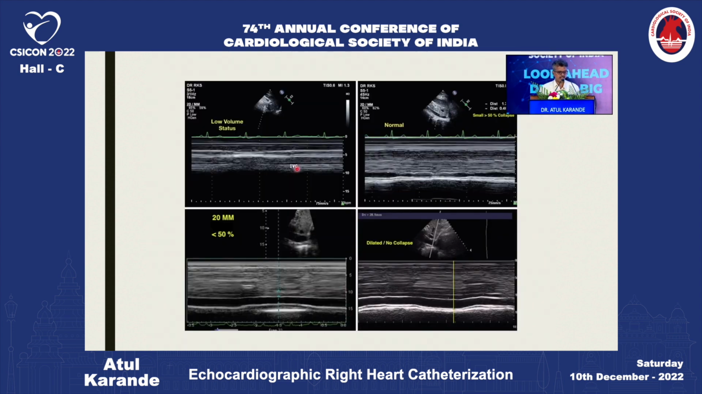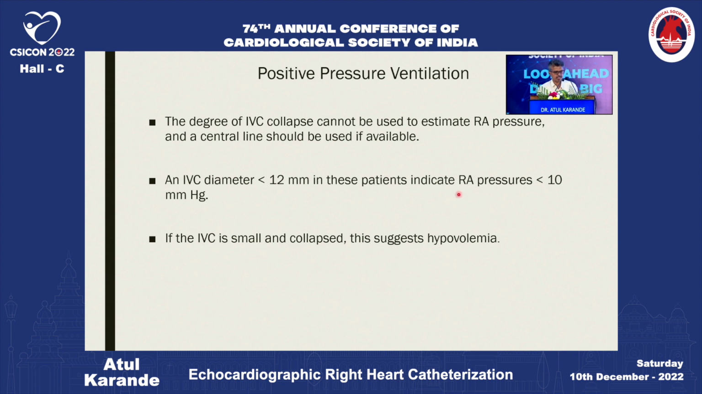Now here are a few examples. Here IVC is collapsed, so this indicates a low volume status. Now here the IVC is normal sized and it is collapsing more than 50%, so this is a normal subject. Here IVC is dilated, it is about 20 mm, and collapse is less than 50%. So here the RA pressure is about 15 mm of mercury. Here also IVC is dilated and there is no collapse at all. So again here the RA pressure is about 15 mm of mercury.